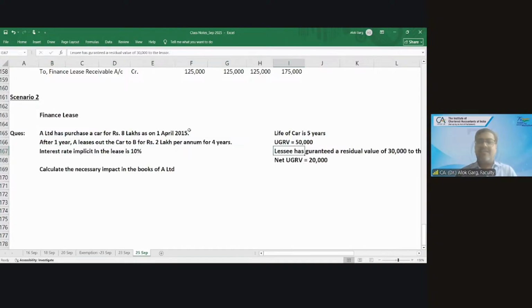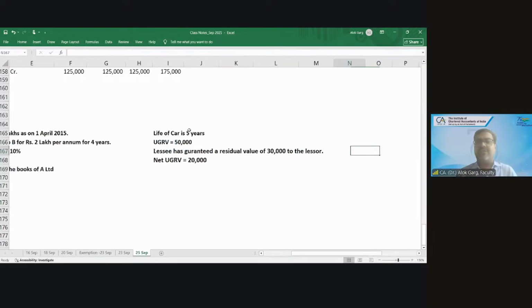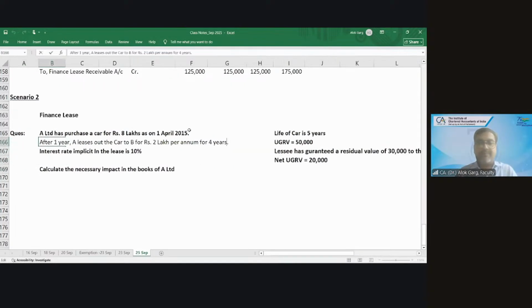IRR is 10%, life is 5 years, UGRV 50,000, lessee guaranteed 30,000, net UGRV 20,000. This question is cut, copy, paste. I have only changed the lease payment. What will happen now? What is the accounting in the books of the lessor?